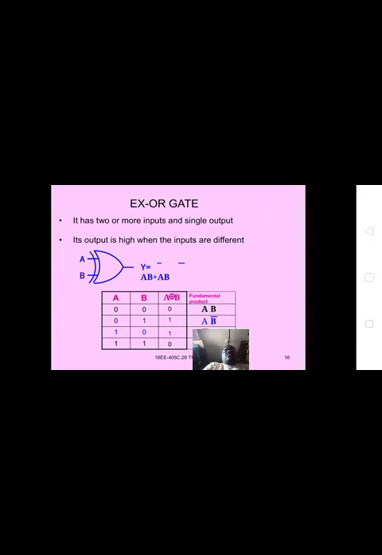Here also we are taking the 2 inputs, so inputs are 0 0, 0 1, 1 0, 1 1. Output for input 0 0 is 0, and for 0 1 is 1, 1 0 is 1, 1 1 is 0. These are the basic fundamental products and codes for the XOR gate.